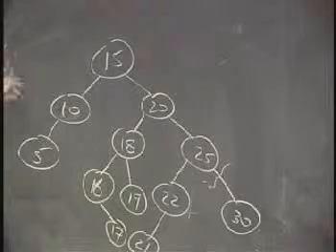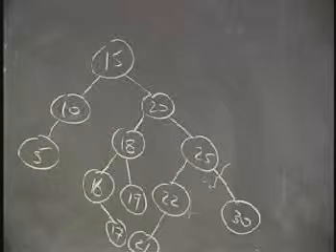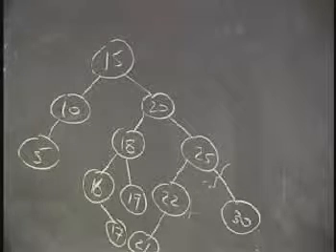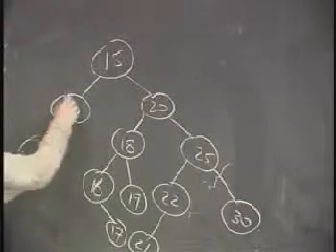Fine. What about deleting 10? This is the second easiest thing. 10 has one child. We save the only child, and we send the parent away.